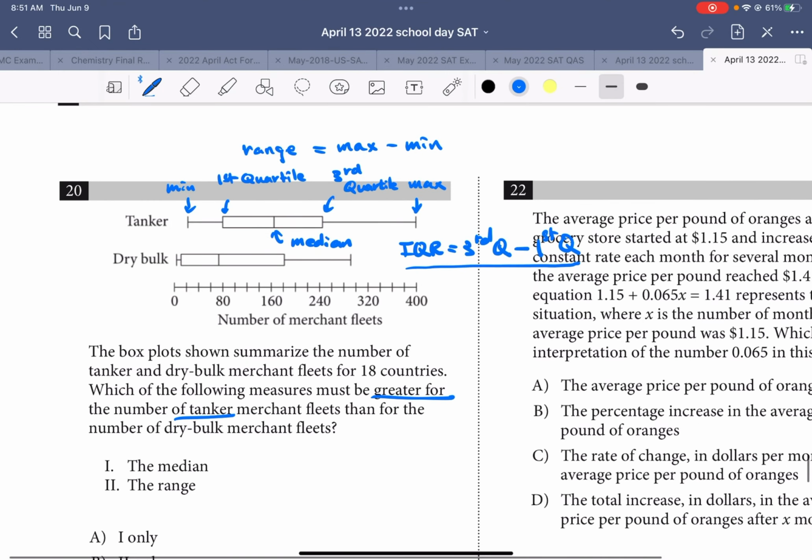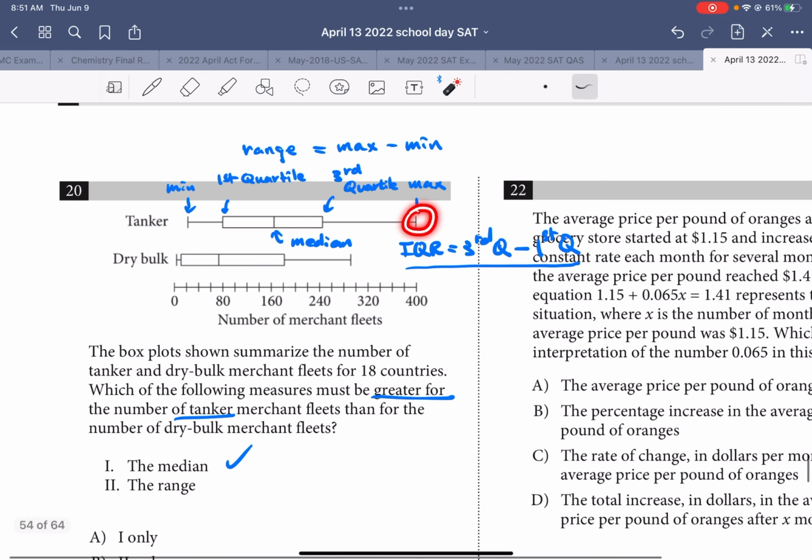So back to this problem. Which of the following must be greater in number for tanker? So median. When you compare these two numbers, tanker will be bigger, right? It's around 160, and this one, where each dot represents 20, is around 75 or something. So tanker is bigger. So that one you have to choose. What about range?